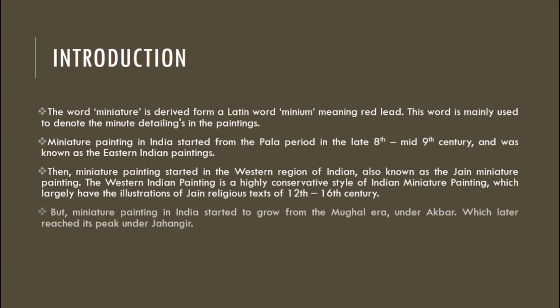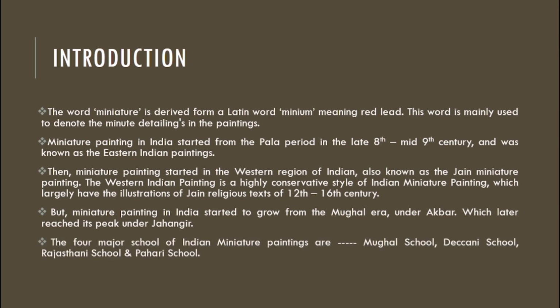Even though miniature painting came in the late 8th century, it started to grow under the Mughal era under Akbar, and it reached its peak under Emperor Jahangir. After that, under the reign of Shah Jahan, it started to decline, and under Aurangzeb, it almost declined, and all the painters of the Mughal court dispersed to different parts of the country, from where the later miniature paintings started to evolve, like the Rajasthani, the Pahari, the Basholi, and so on.